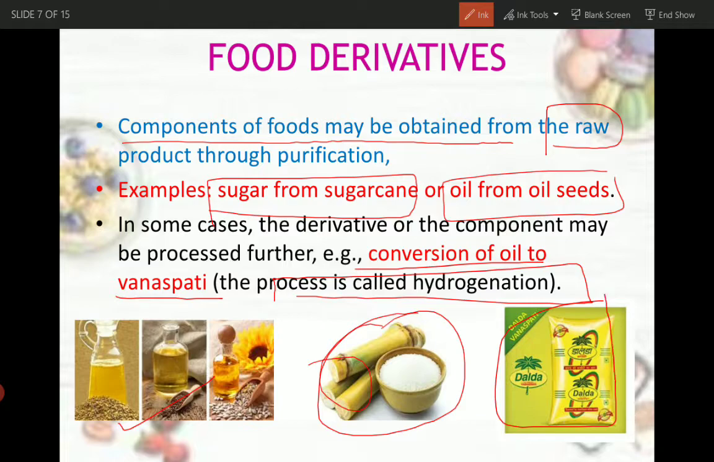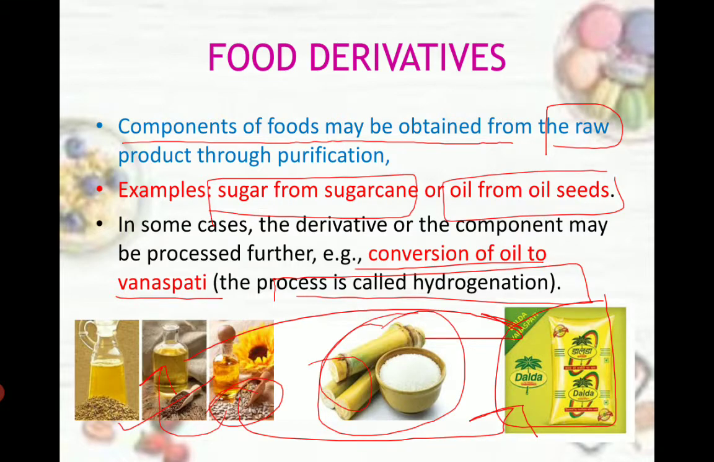This is vanaspati. तो ऑयल को हम वनस्पति में कन्वर्ट कर देते हैं. तो हमने क्या किया? This is a two step process. In the first step, from these oil seeds we extracted oil, and from this oil we made the vanaspati. So we can have further derivatives from one derivative.